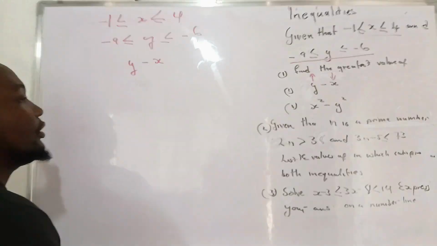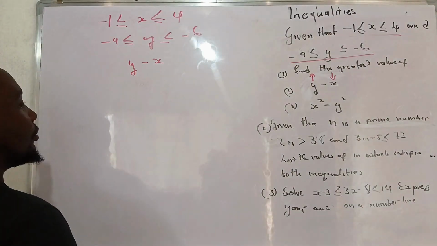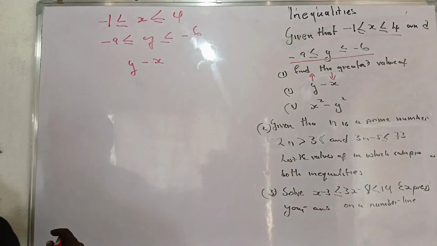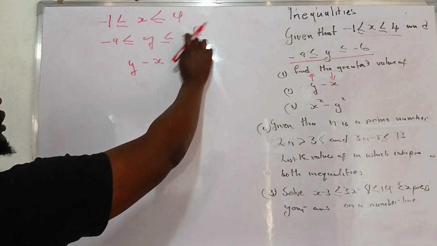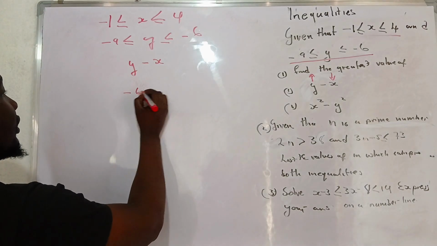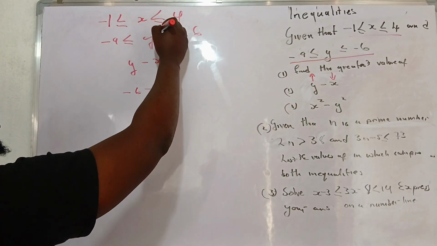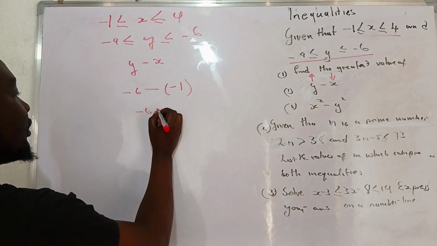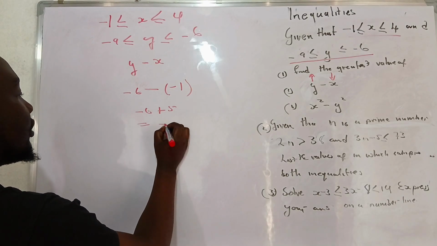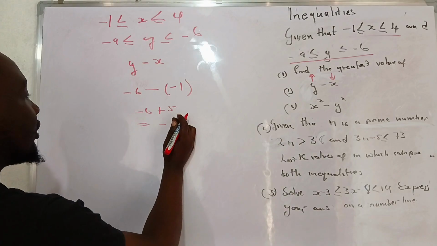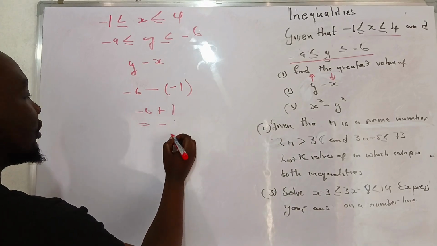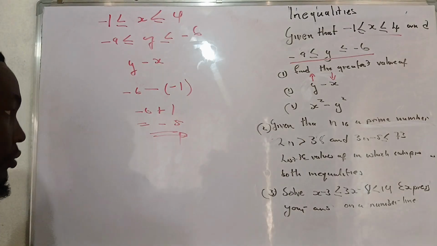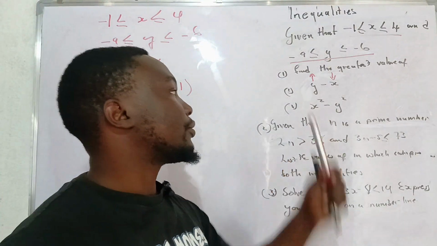So let's move on. The greatest value of, let's look at the box, the greatest value of y is -6, minus the least value of x, which is -1. So this is going to be -6 plus 1, and this is going to be -5. So we have managed to solve this one.